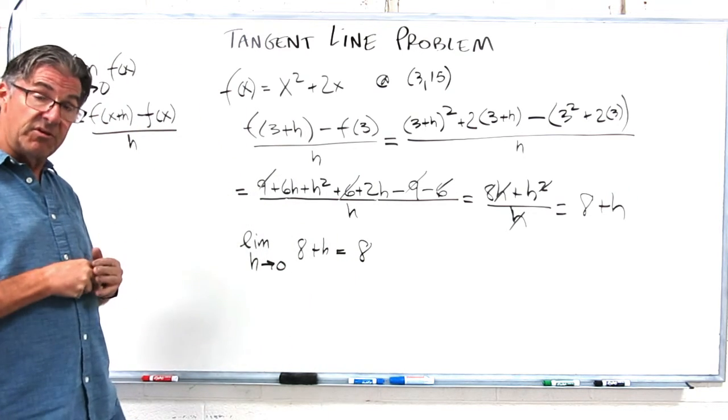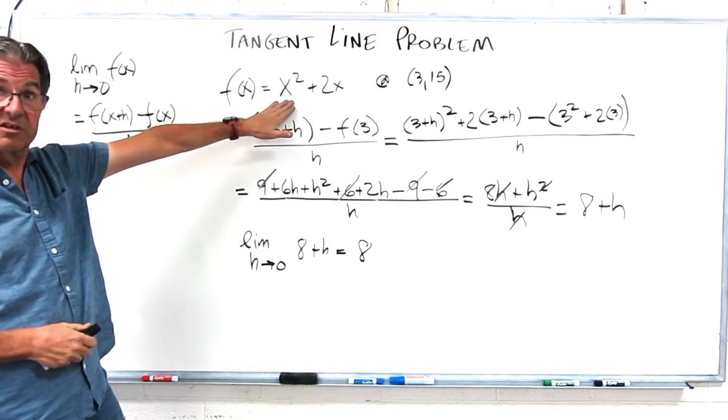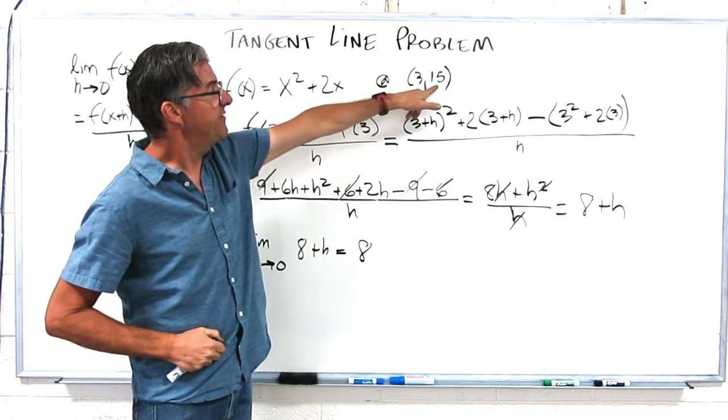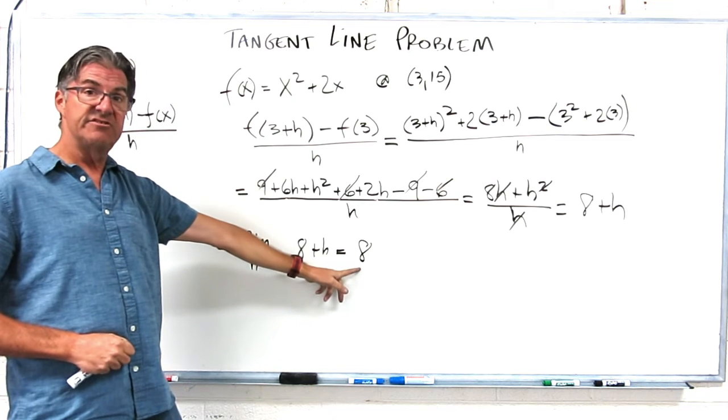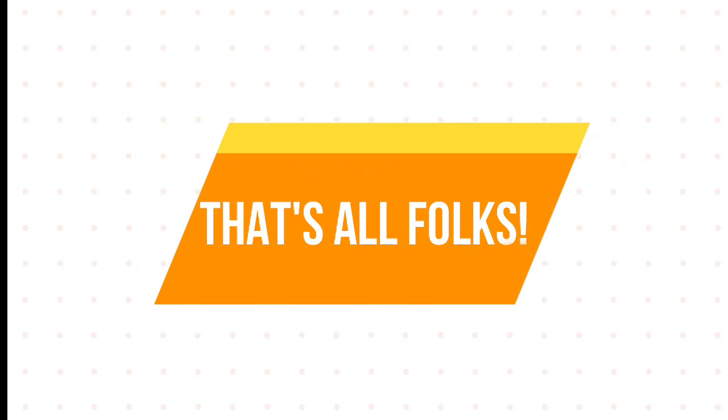So in this example, on this quadratic function, at the point (3, 15), if you draw a tangent line at that point, the slope of that tangent line is 8.